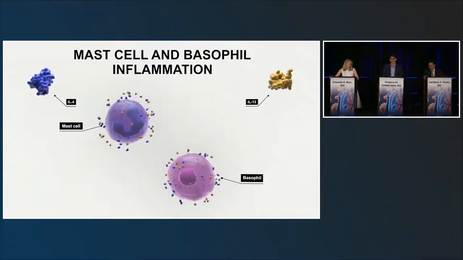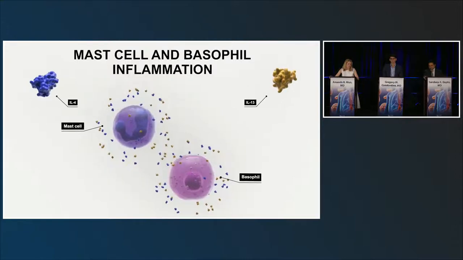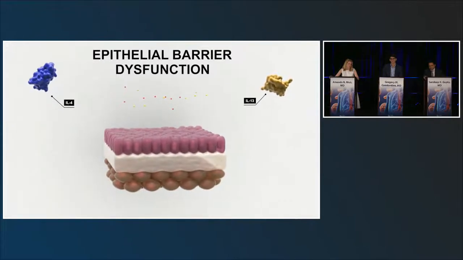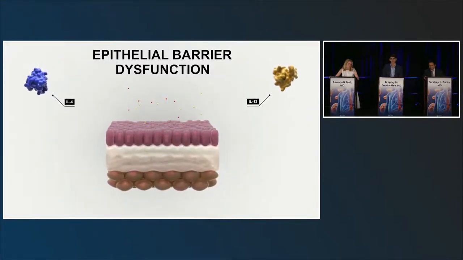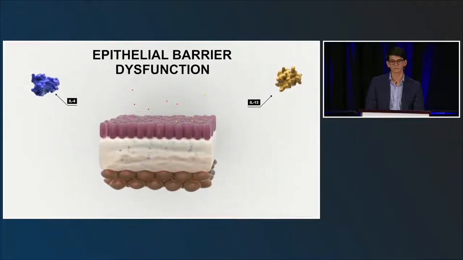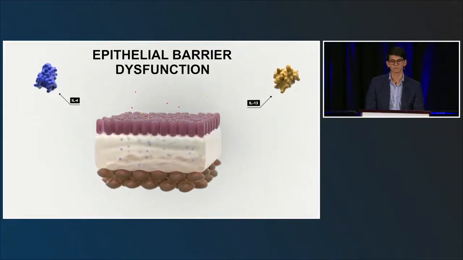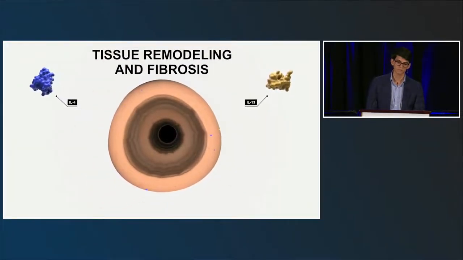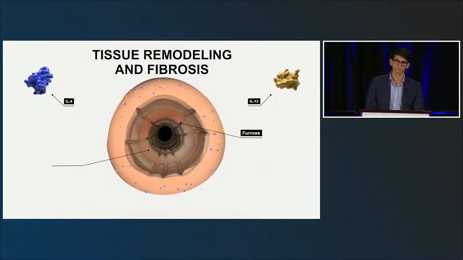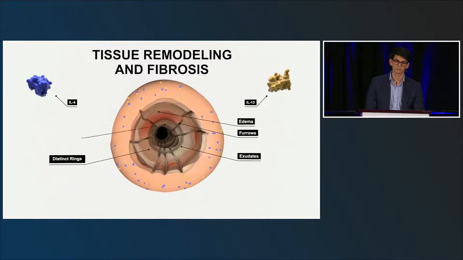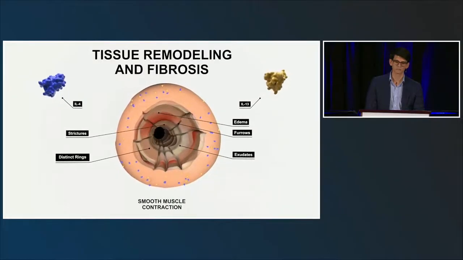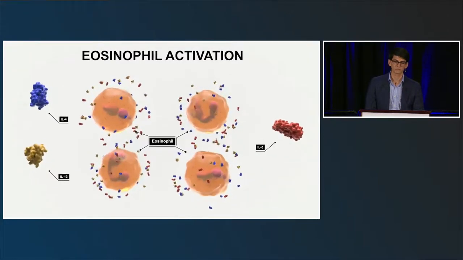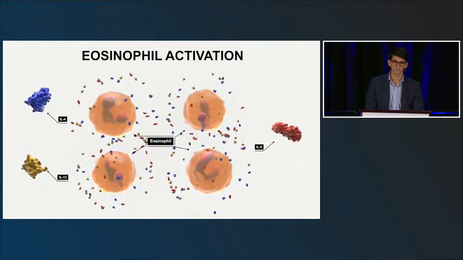IL-4, IL-13, and IL-5 are key drivers of type 2 inflammation in EoE. IL-4 and IL-13 also contribute to the activation of mast cells and basophils, leading to the release of several inflammatory mediators. IL-4 and IL-13 drive epithelial barrier dysfunction, facilitating the entry of antigens that can worsen inflammation and increase access to allergens and pathogens across the epithelial barrier. They then propagate local inflammation, resulting in remodeling and fibrosis, such as furrows, distinct rings, edema, exudates, strictures, and increased smooth muscle contraction.